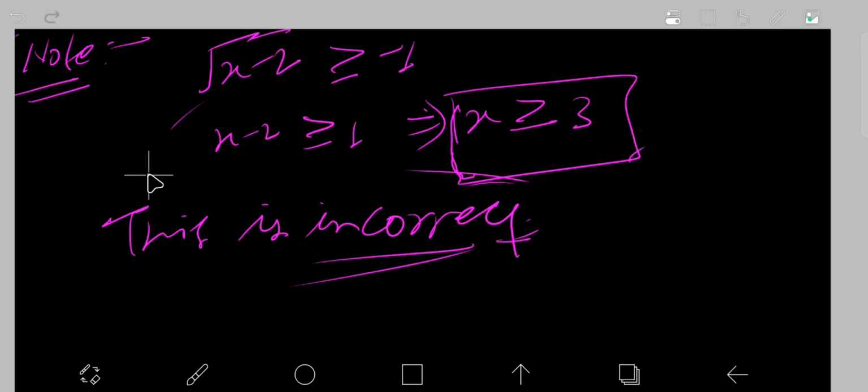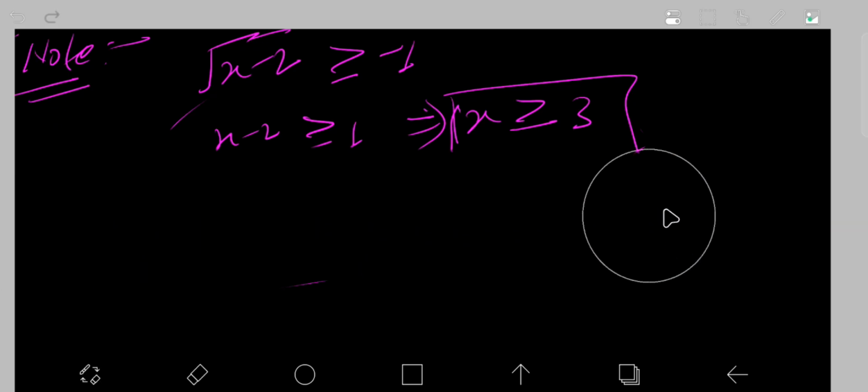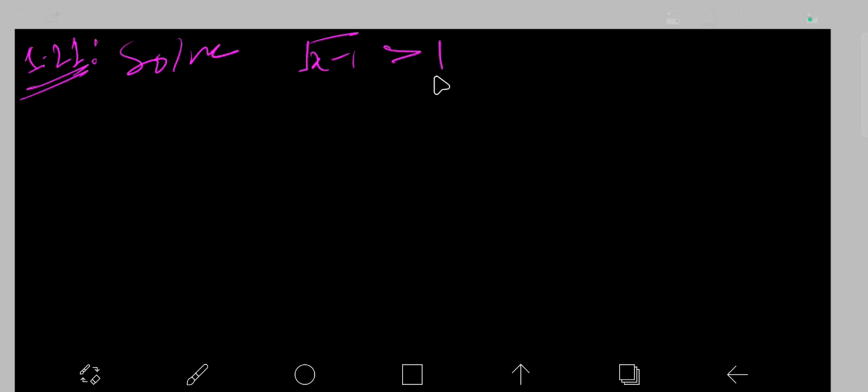Similarly we take another question, question number 1.21. The question asks that you solve this inequality: square root of x minus 1 is greater than square root of 3 minus x. Just think about this, how do you solve it, not by squaring both sides.